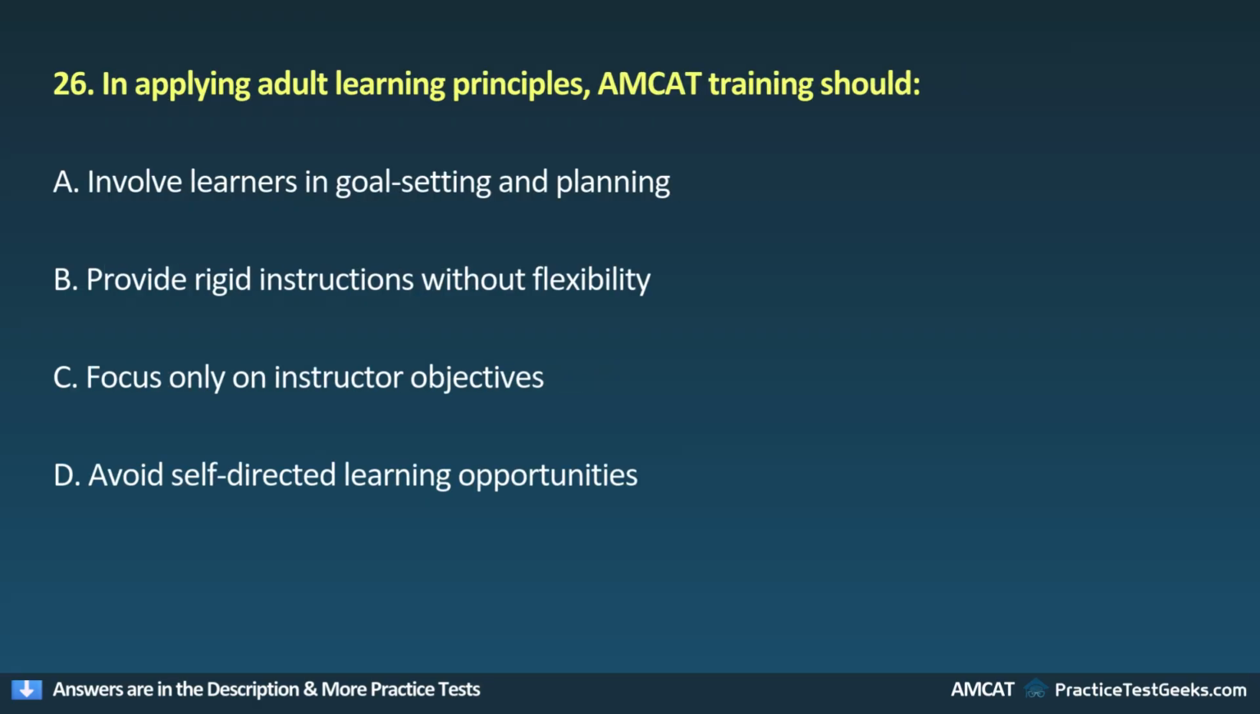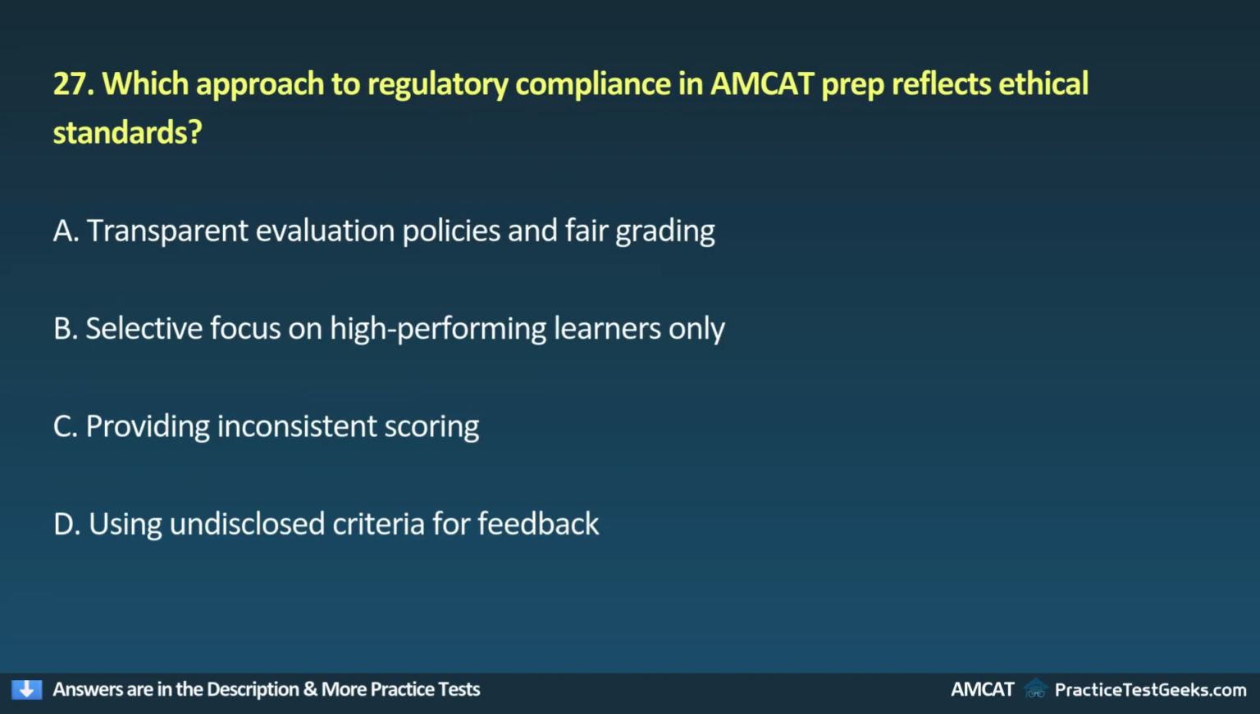26. In applying adult learning principles, AMCAT training should: A. Involve learners in goal setting and planning. B. Provide rigid instructions without flexibility. C. Focus only on instructor objectives. D. Avoid self-directed learning opportunities.